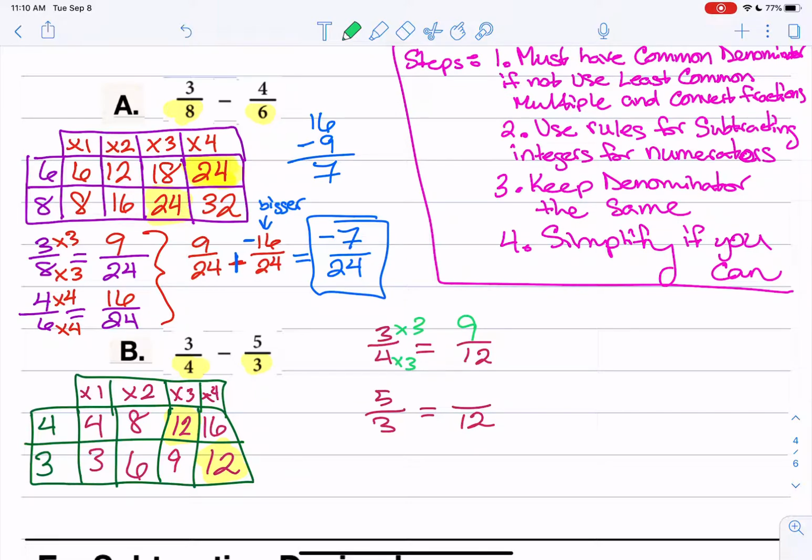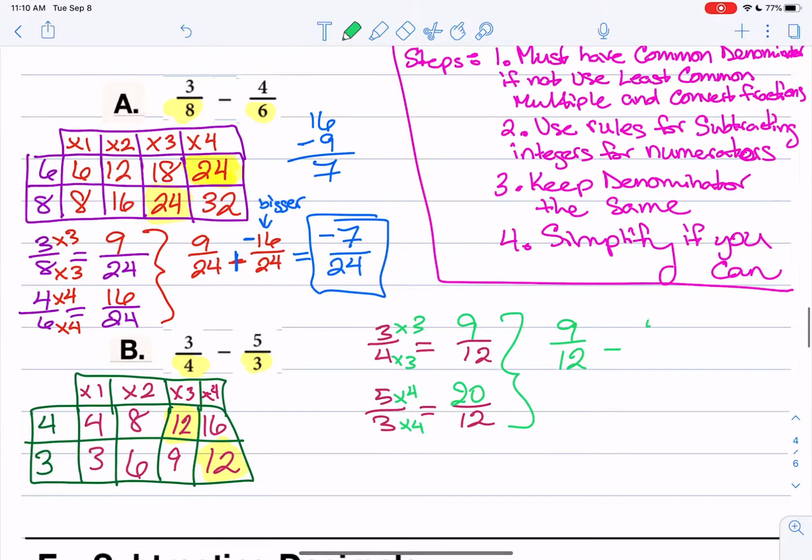What do we do to the 3 to get 12? Well, we multiply by 4. Whatever you do to the bottom, you have to do the top. And you get 20 over 12. So that means that we actually have 9 over 12 minus 20 over 12. So now that we have a common denominator, meaning both numbers are the same, we can go ahead and move on to the second step.